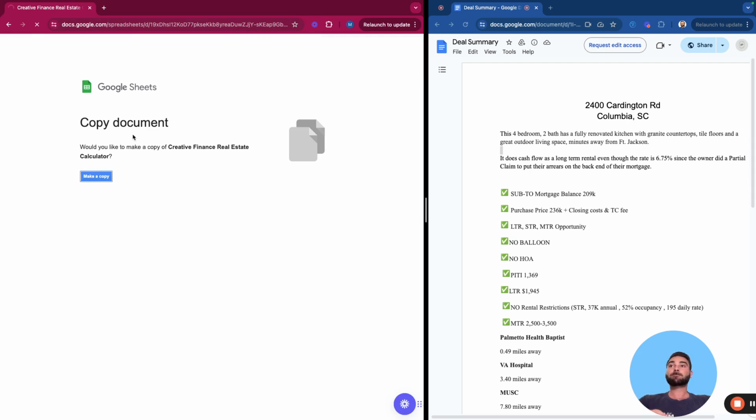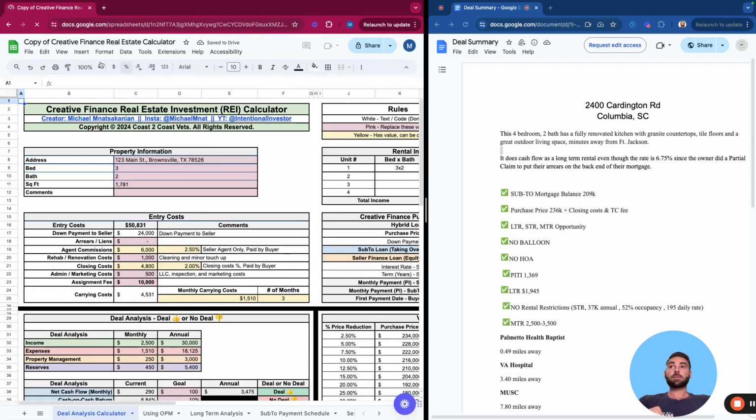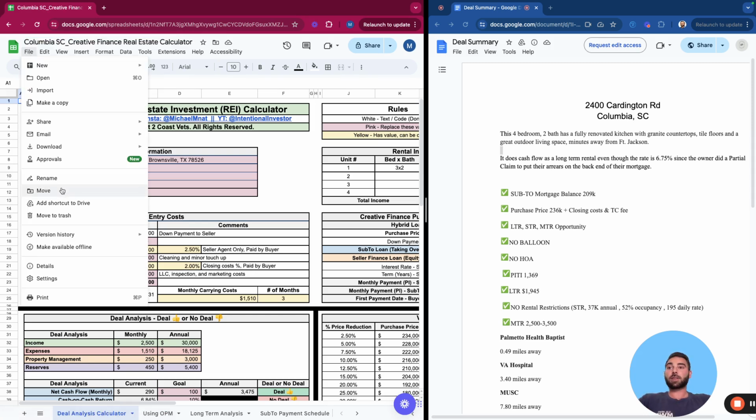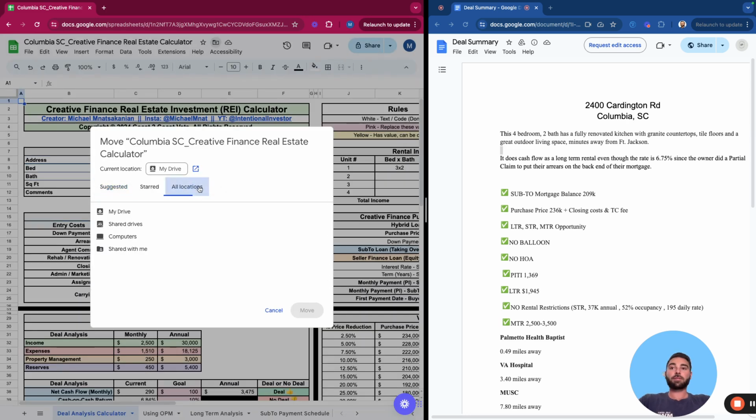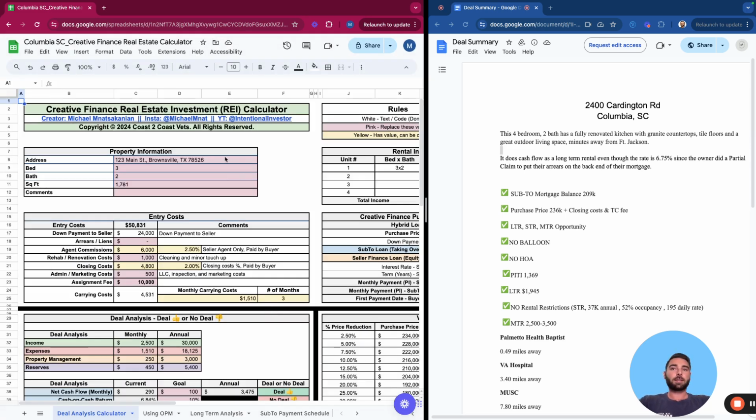Just like you would, you start off by getting a link to this copy document. All you got to do is make a copy. I recommend naming it, so for this one I'll do Columbia SC, for Columbia, South Carolina. I'll make sure it is moved over to the right folder. For me, I'll just leave it as is, but you just move it into whatever folder makes sense for you. And let's start. So this property is, let's get the address.